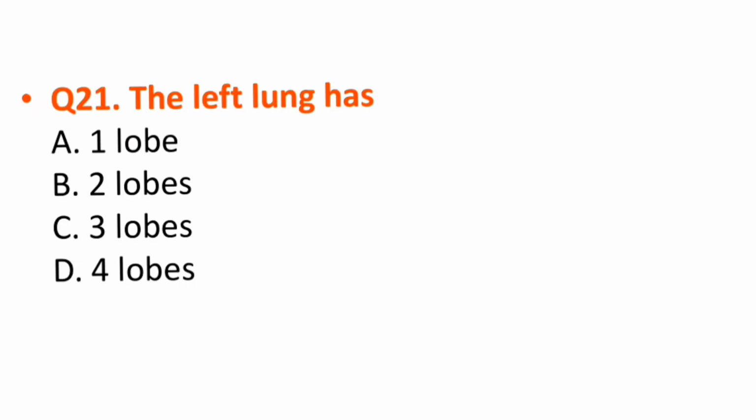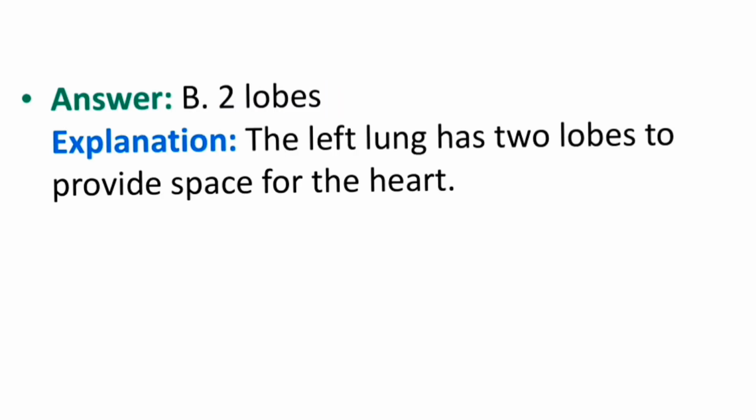The left lung has option A 1 lobe, option B 2 lobes, option C 3 lobes, option D 4 lobes. The correct answer is option B 2 lobes. The left lung has 2 lobes to provide space for the heart.